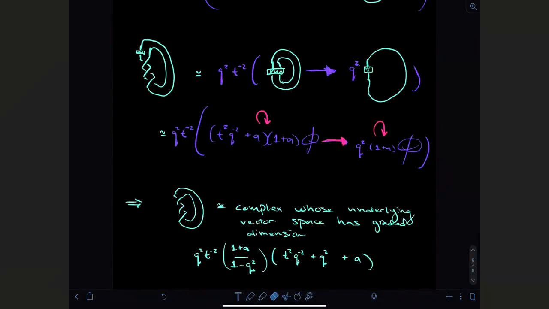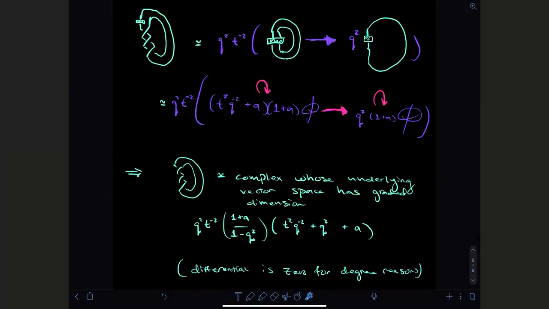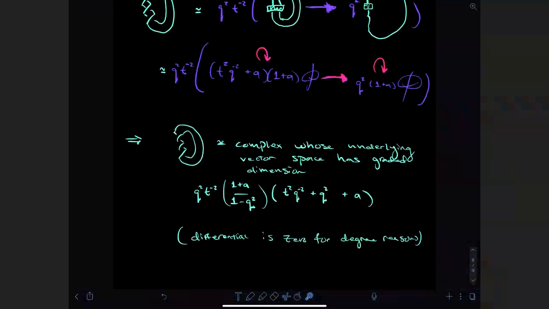The thing to observe here is that you only ever see even powers of t anywhere. And so whatever this complex is, it's supported in even homological degrees. So the differential is 0 for degree reasons. And so actually we have computed the homology of the trefoil. The homology of the trefoil in the end is isomorphic to the complex vector space with this graded dimension.